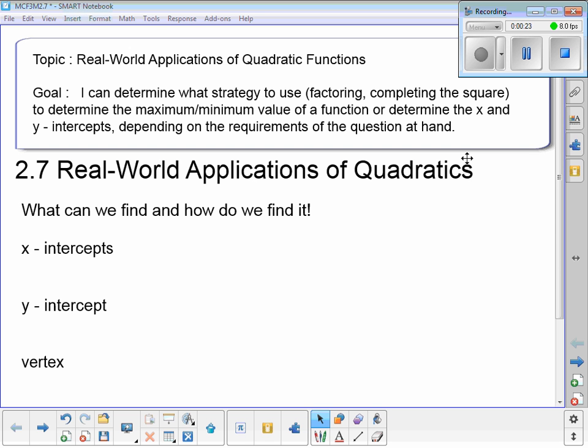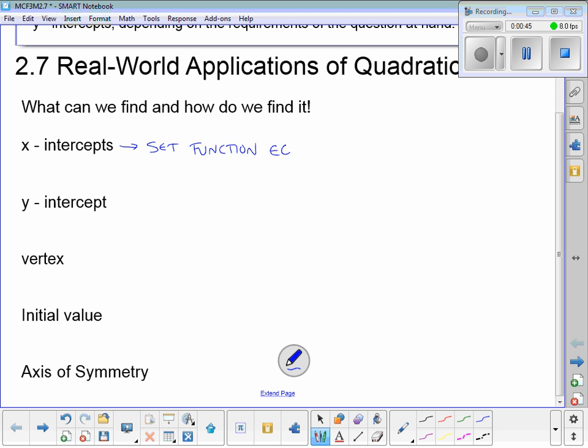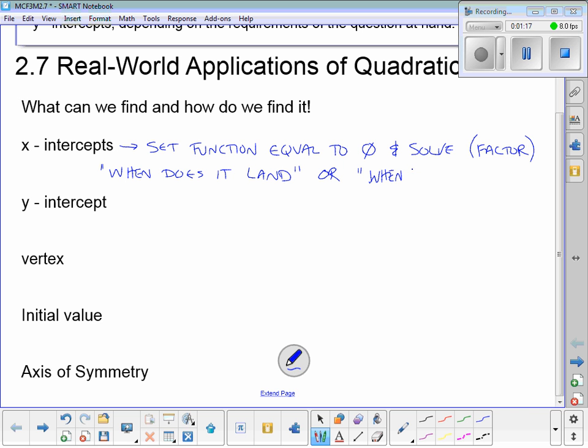We're looking at word problems. So what I've got down here is a sort of cheat sheet on what we need to look for when something's being asked. What can we find and how do we find it? If the question wants x-intercepts, that means we need to set the function equal to 0 and solve. So that means we're going to have to factor if possible. Okay? So the question will be, when does it land? So we're looking at when does it reach the x-axis.